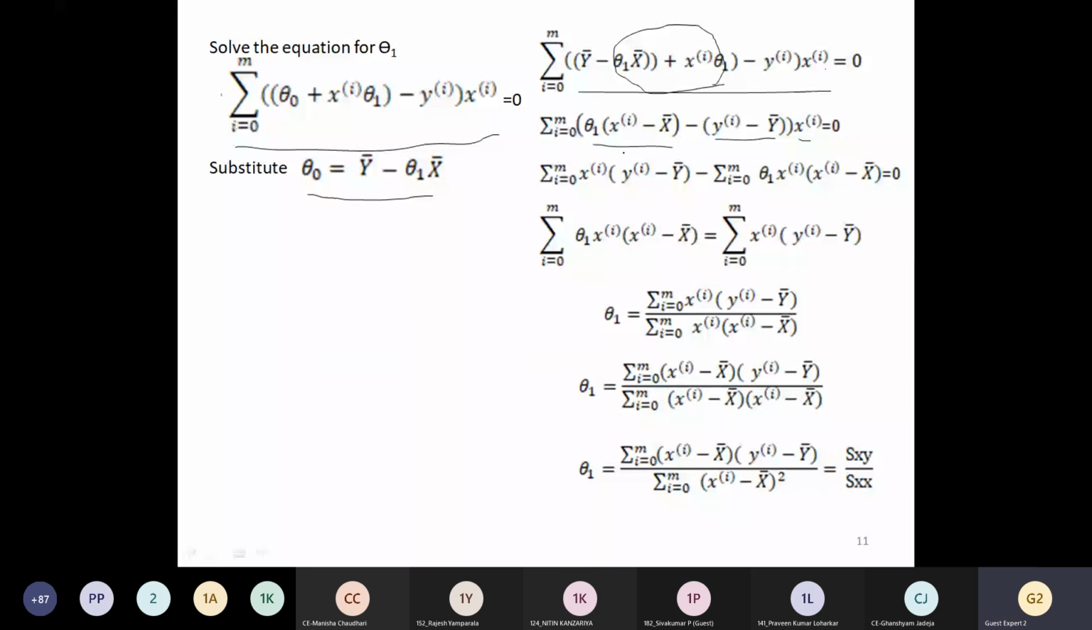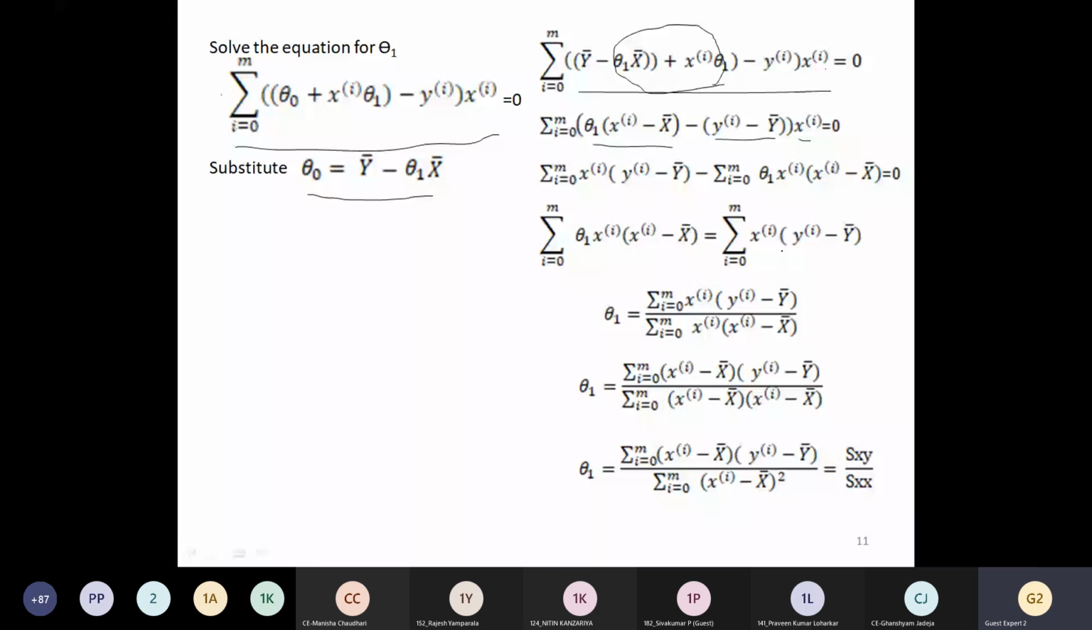Now here I am separating them, putting sigma in both terms. Sigma xi into yi minus y bar, minus sigma theta 1 xi into xi minus x bar. Now I am putting this term on the right side. So we have sigma theta 1 xi into xi minus x bar is equal to sigma xi into yi minus y bar.